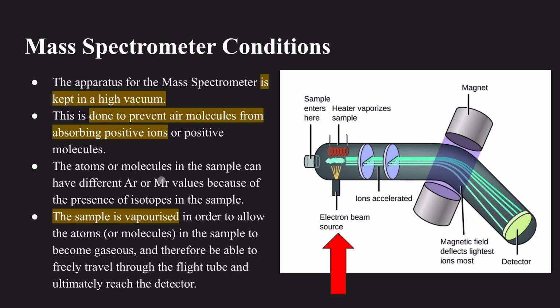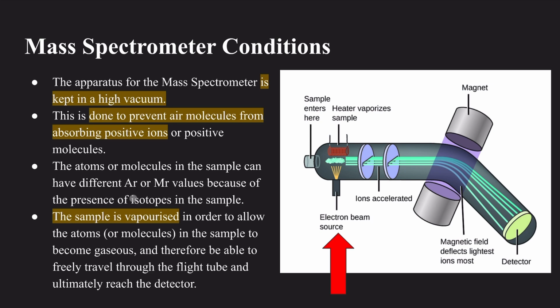The atoms or molecules in the sample can have different AR or MR values because of the presence of isotopes in the sample. That's important because we'll see ions or molecules with different mass to charge ratios, and that's ultimately because of the presence of isotopes.